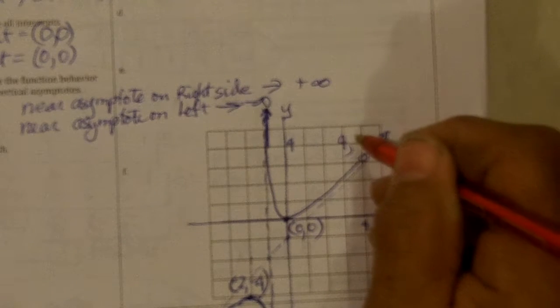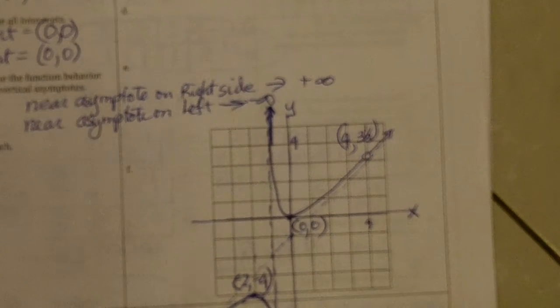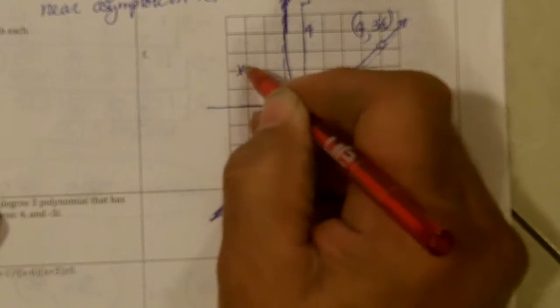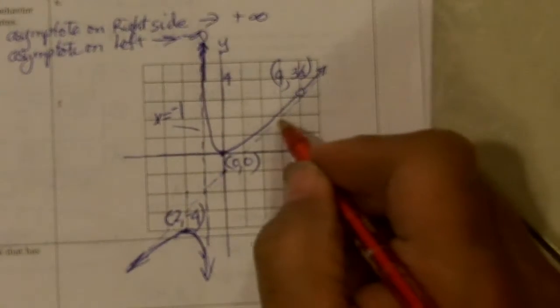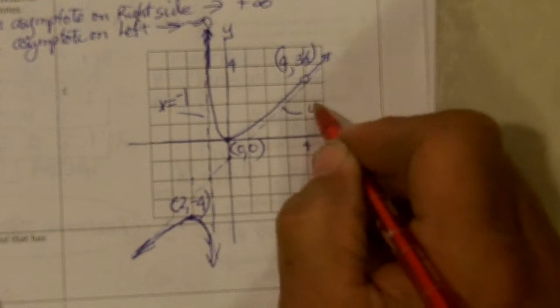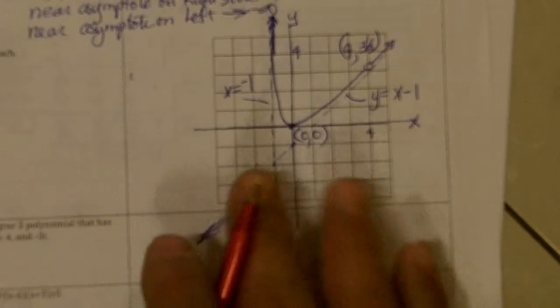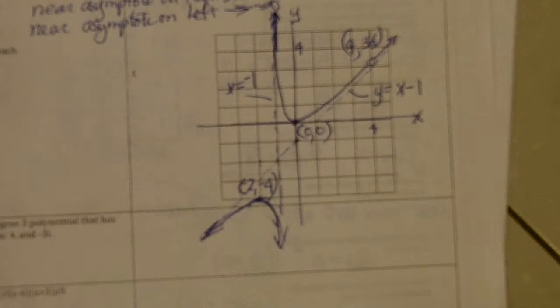4, 3 1/5 is the hole. So I've labeled things, so I should label on here, this is x equals -1 for the vertical asymptote. The slant asymptote is y equals x - 1. And there I've got all the information on my graph. And if you get your information labeled well and draw it well, you get full credit.